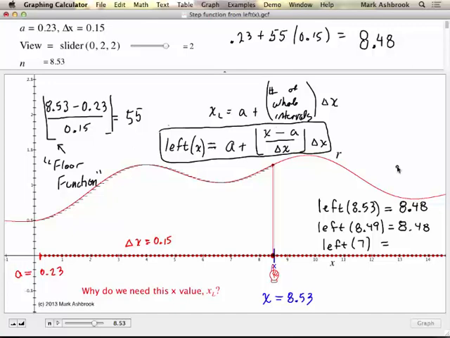So which x value? Where the pointer's pointing at or the blue one? It's the pointer. The input is the pointer x. Is that the input into left x? The pointer x value. No. What's the pointer x value? That's what we're trying to find. That's the result of all this.